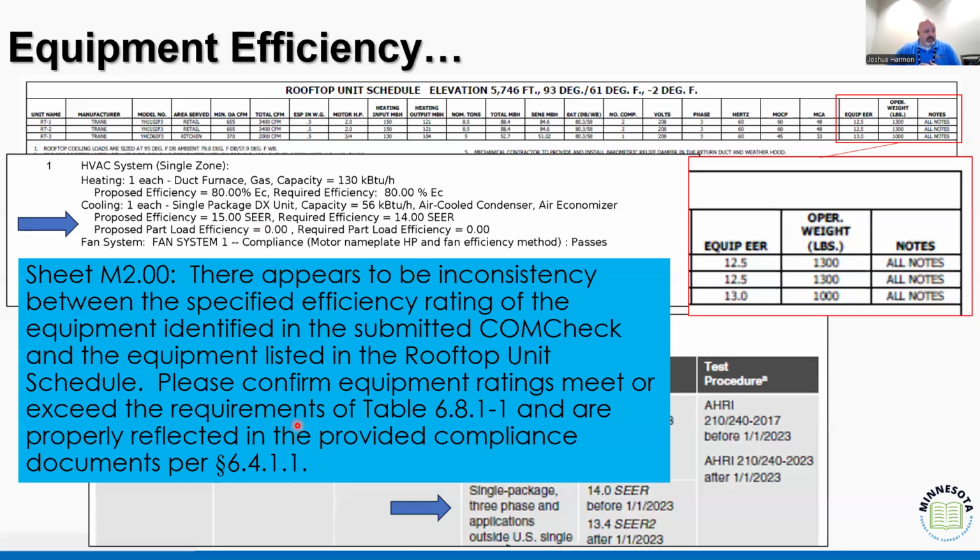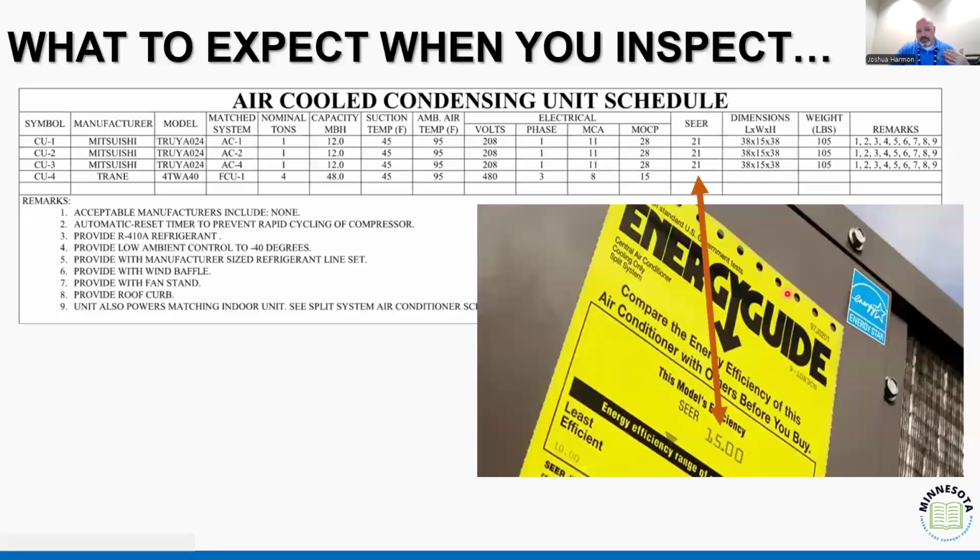And then I'm also going to identify that, while I was looking, I see we identify a 15 SEER system, but you identify a 13 EER system. So wait a minute, is your ComCheck right or your details right? You figure it out and get back to me. Because what's going to happen is when I get in the field, I'm going to have that kind of confusion. Well, the plan said this, but they installed that. Why? Because it's in the plans, right?